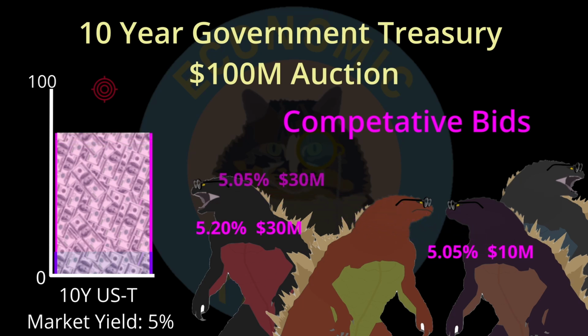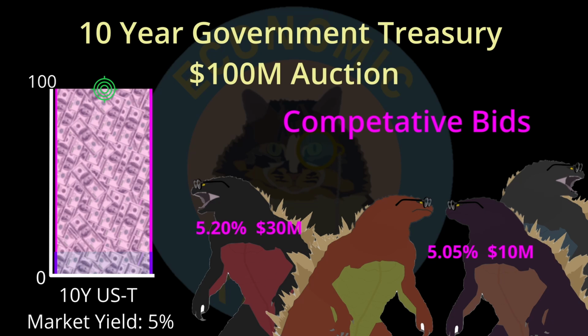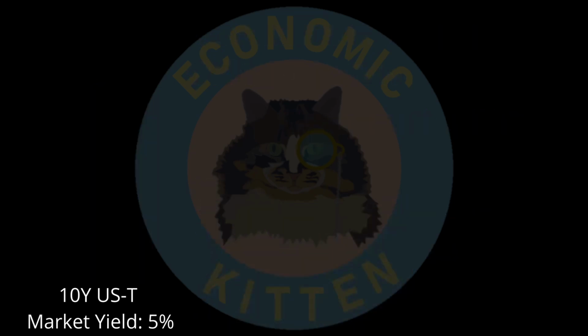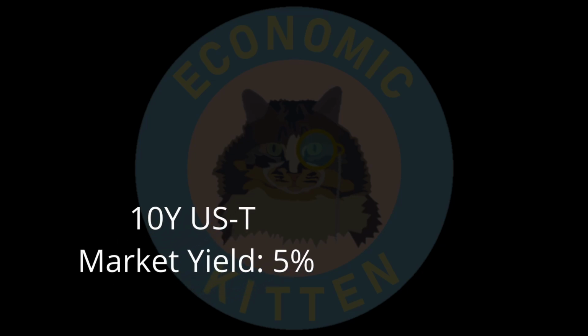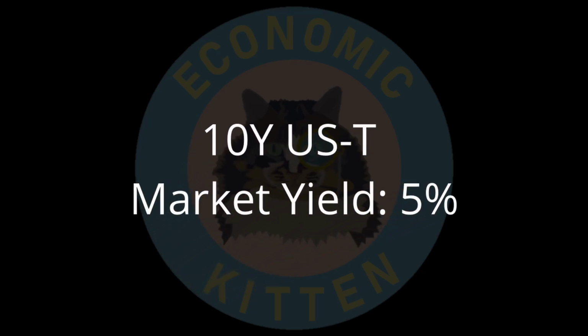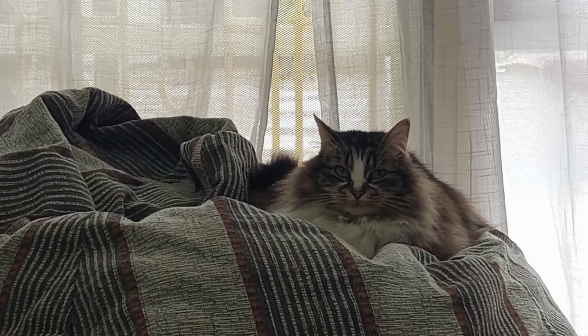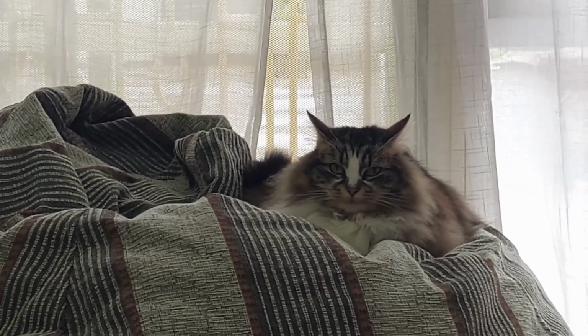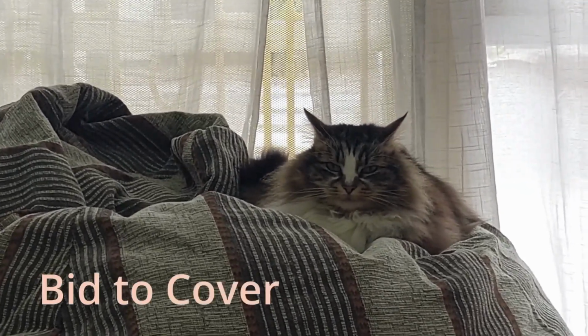This occurred at the 5.05% mark, with 30 million worth of $40 million of bids being filled. As the orders were filled at the 5.05% mark, the whole $100 million worth of treasuries were auctioned off at 5.05%.